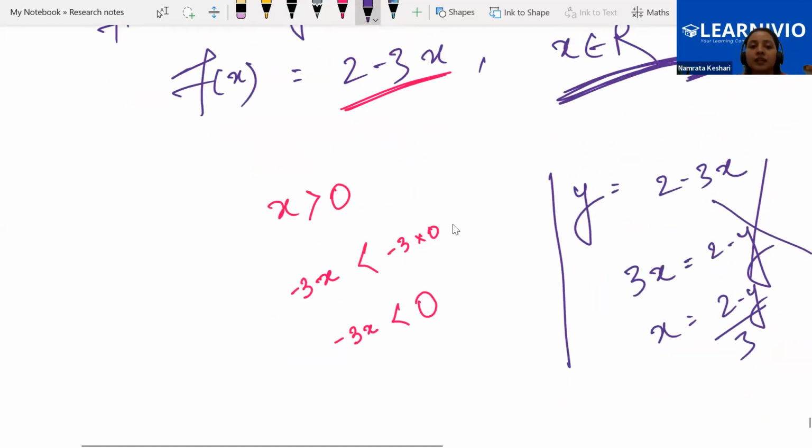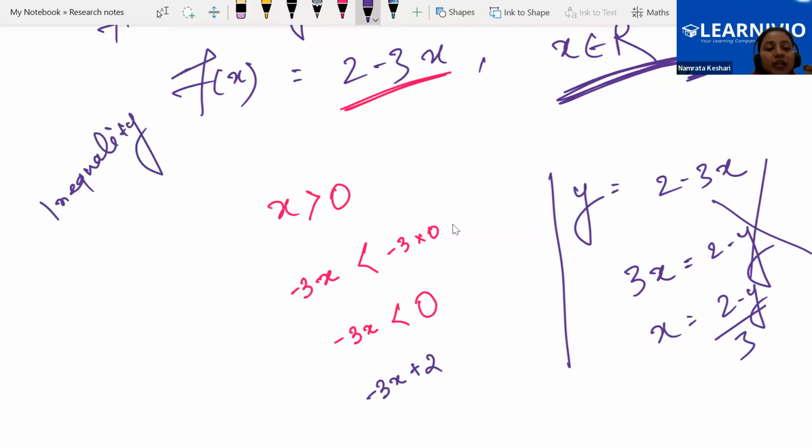No. Now we have 2, that means we have to add 2 on both the sides. We are allowed to add in an inequality also. In an inequality also, we are allowed to do addition, subtraction, multiplication, division. We only have to be careful when doing multiplication or division by a negative number. So we are adding 2 on both the sides. Do we have to reverse the sign, yes or no?